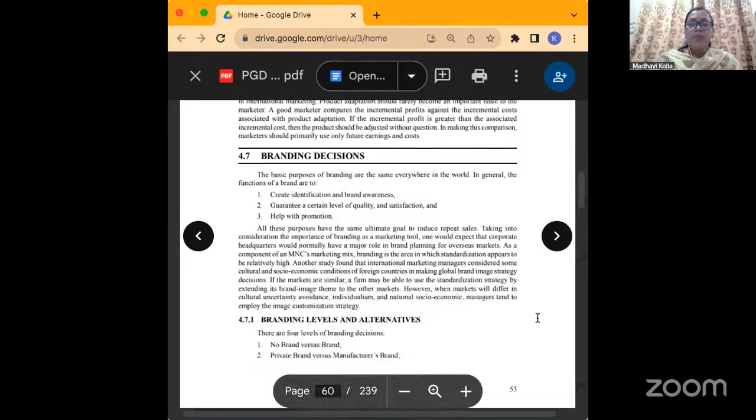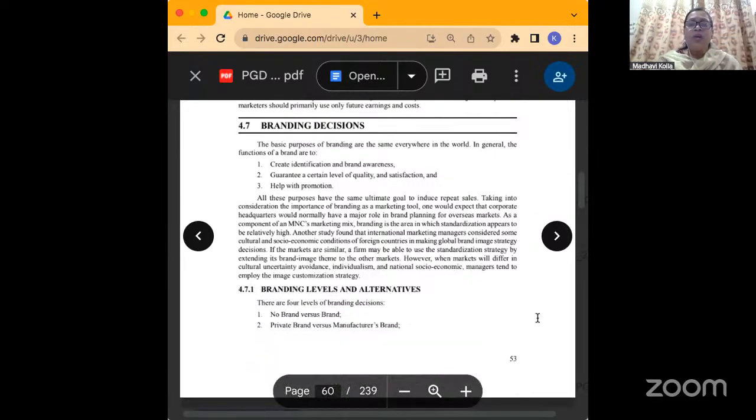The next aspect that we'll be looking at is branding decisions. In terms of branding, there are three factors that need to be considered. One is create classification and brand awareness. Second is guarantee a certain level of quality and satisfaction. And third is help with promotion. So here we are talking in terms of all these purposes. They have the same ultimate goal, that is nothing but to induce repeat sales.